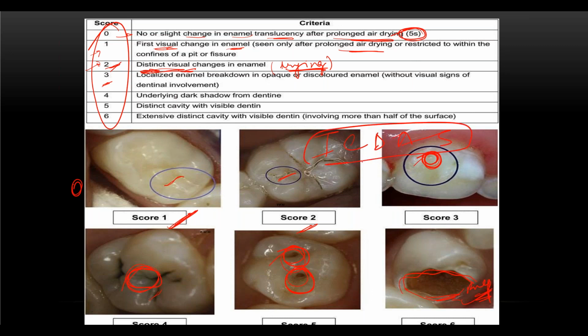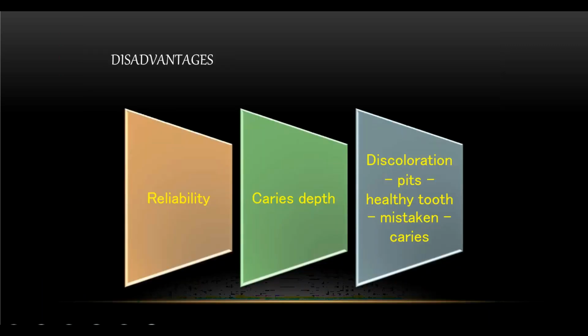What is the full form of ICDAS? International Caries Detection and Assessment System. Very good. So they have a total of 7 scores, starting from score 0 to score 6.